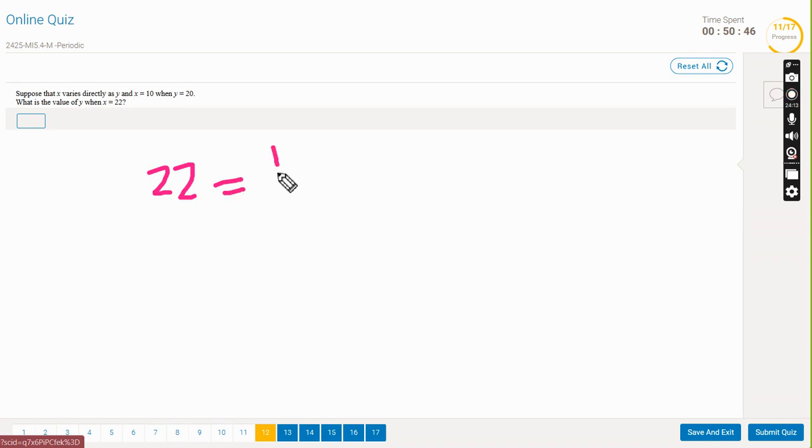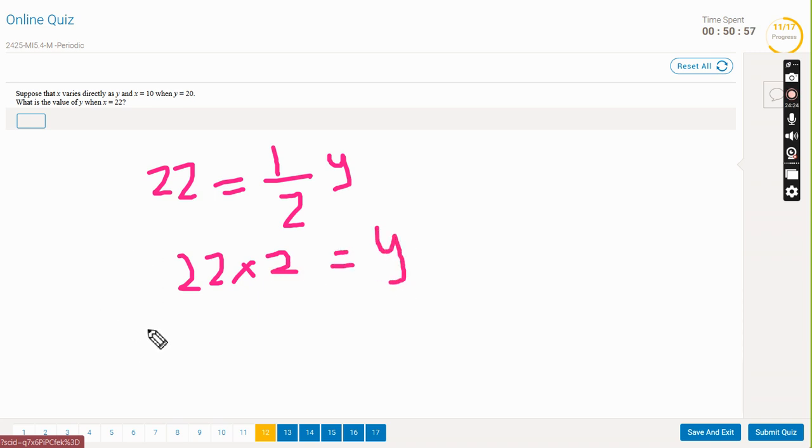22 is equal to half times y. When you take it to the other side, it will become 22 times 2, right? Equal to y, which is 44. And that's your answer. Let's go to the next one.